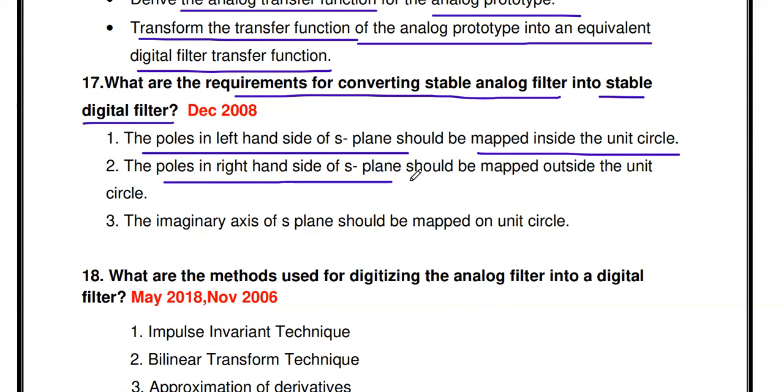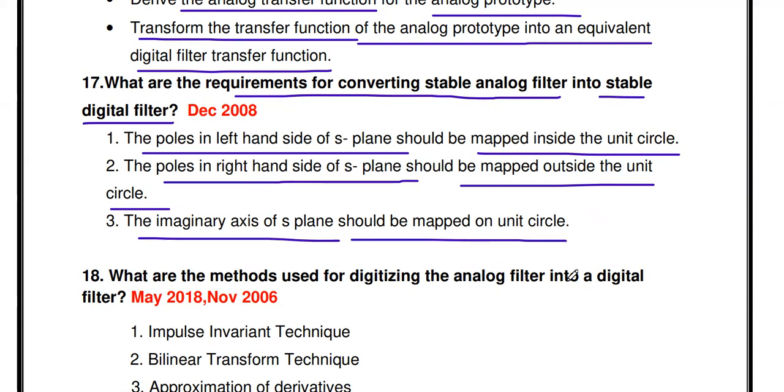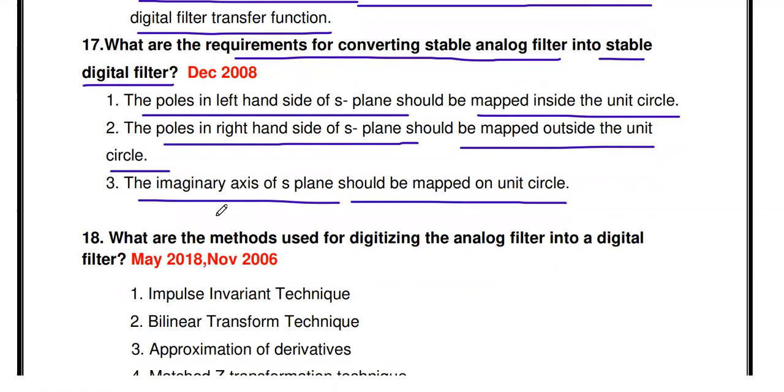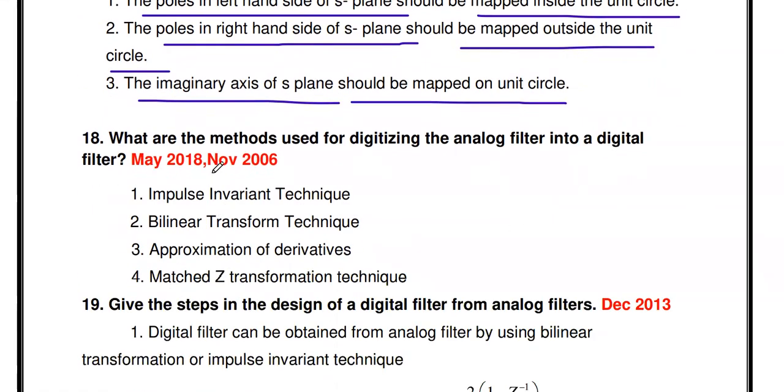Similarly, the poles in the right half of the S-plane should be mapped outside the unit circle, and the imaginary axis of the S-plane should be mapped onto the unit circle. These are all the requirements to be followed in order to convert a stable analog filter into a stable digital filter.